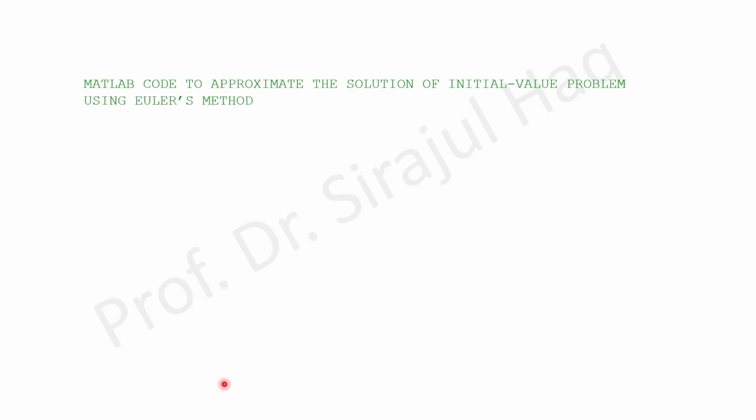Now let's go for the MATLAB code to approximate the solution of the initial value problem using the Euler method. This is the normal command clc, which clears all the parameters and variables you have defined before. And similarly, I say clear all, so if you have some variables defined in the background, this command will clear them.